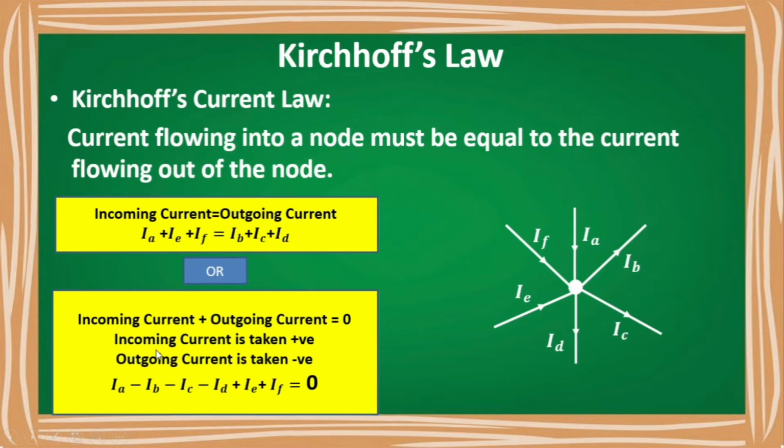Now, if we want to write this representation, we have to ensure that incoming current is taken positive. I repeat it again: we have to ensure that the incoming current is taken positive and the outgoing current is taken negative. Here we knew that IA, IE and IF were incoming, so I've taken them positive, whereas IB, IC and ID were outgoing currents, so I've taken them negative, and we have equated it to 0. So this is how you apply Kirchhoff's current law.